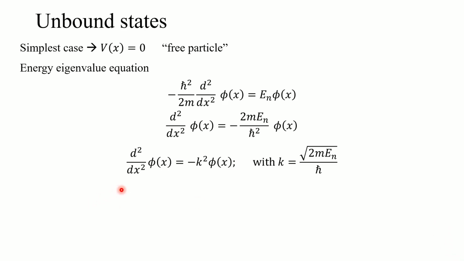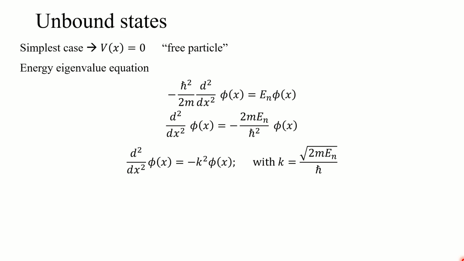If we rewrite it this way, the second derivative of our energy eigenfunction is equal to negative some constant, the wave vector squared, times that energy eigenfunction, with that wave vector k being equal to the square root of 2mE over h bar. We're familiar with this. This is the same form of the differential equation we saw inside the infinite potential well and the finite well.